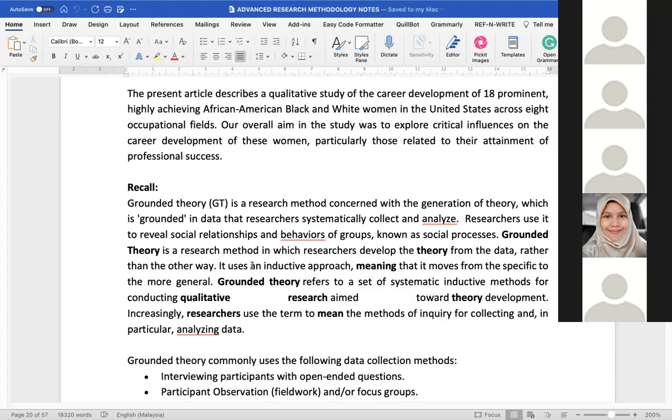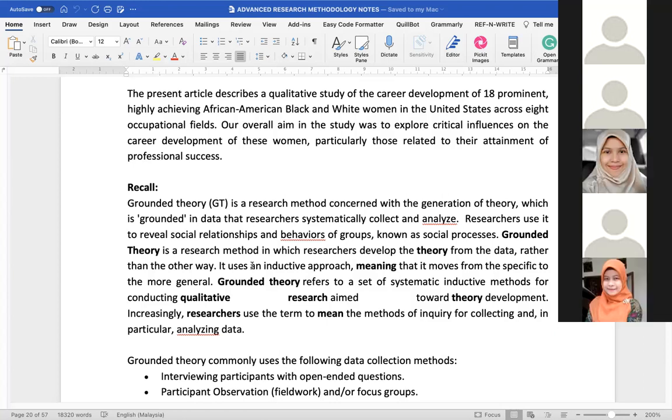The researcher collects and analyzes the data, and from the data, the researcher develops the theory. It is inductive, yeah, Prof. Yeah, it uses an inductive approach, meaning that it moves from specific to the more general. So meaning it's used for qualitative research, yeah. Yes, correct. So grounded theory is one type of research design that belongs to qualitative research.